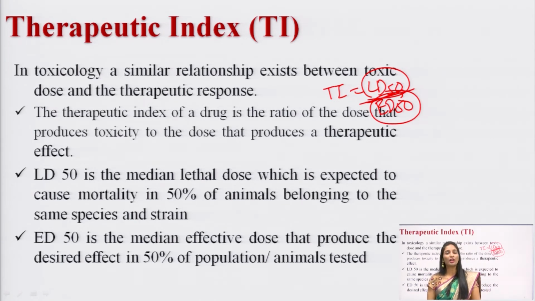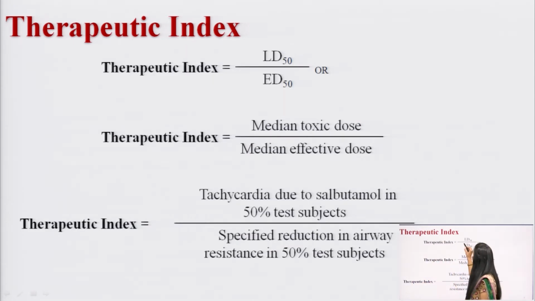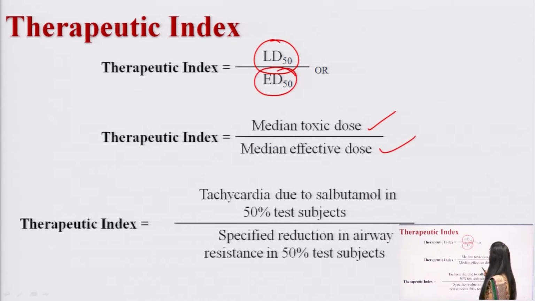Let me see what LD50 and ED50 are. LD50, the median lethal dose, is expected to cause mortality in 50% of a population. So if it produces toxicity in 50% of the population, you call it an LD50. And what about the ED50? If the drug produces the desired effect in 50% of the population, then you call it an ED50. So here I have given the formula of therapeutic index: the therapeutic index is equal to LD50, the median toxic dose, divided by ED50, the median effective dose.